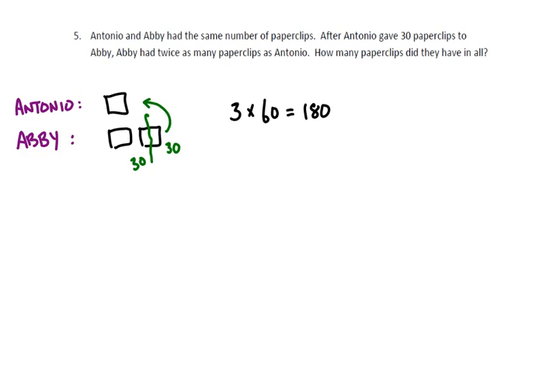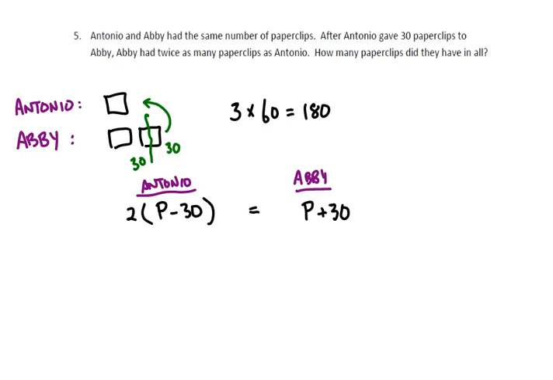Now we can again prove this out algebraically. And you can see that we start with Antonio and Abby both having the same number of paper clips. We'll call that P. Antonio gives away 30 paper clips, and we add 30 to Abby. So obviously Abby has more. How much more? 2 times Antonio's is equal to Abby. We set up our equation, carry out the distribution.